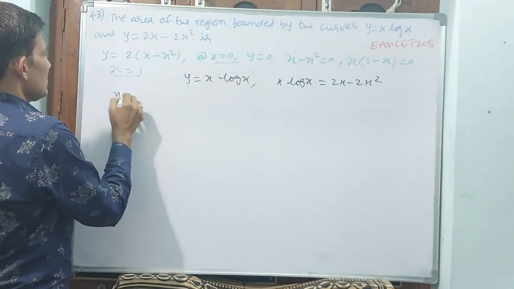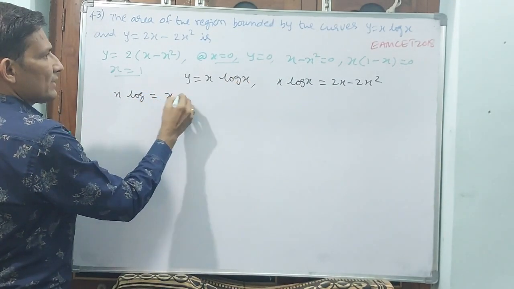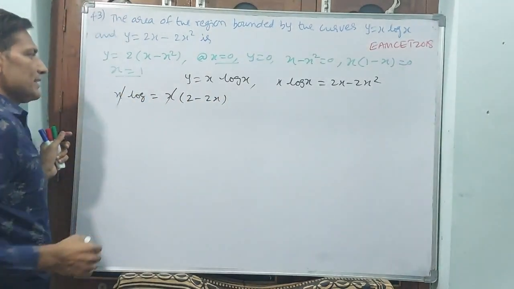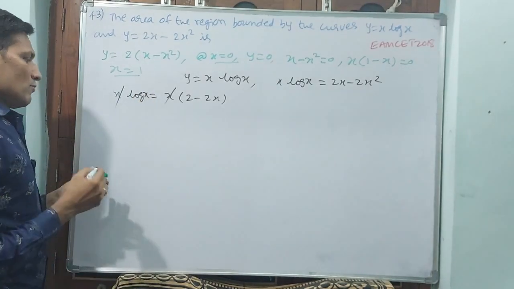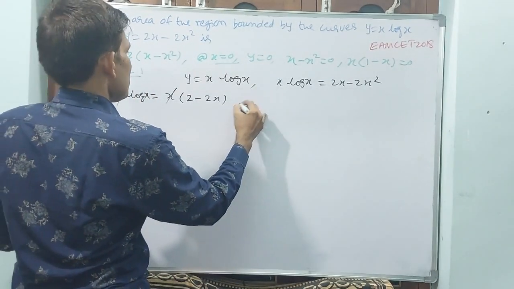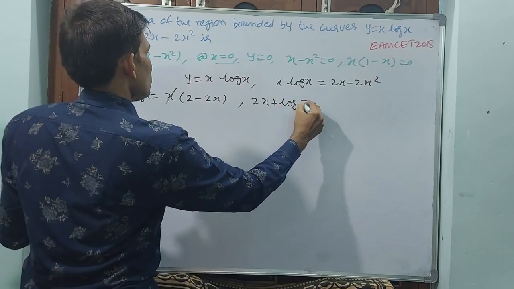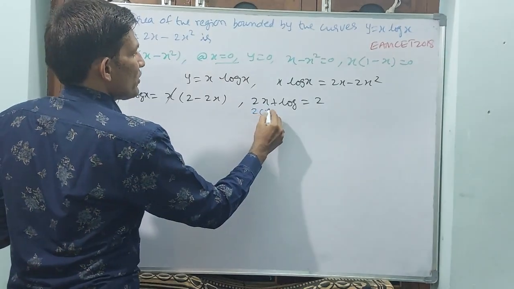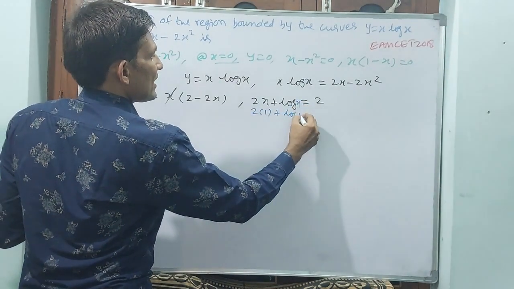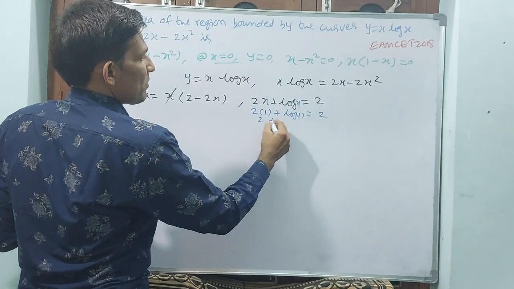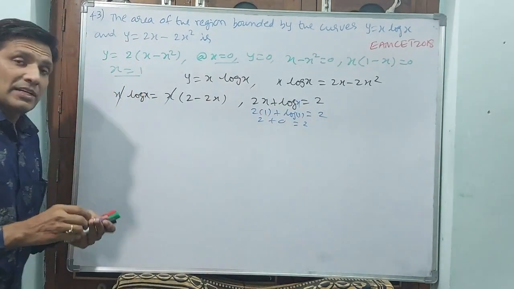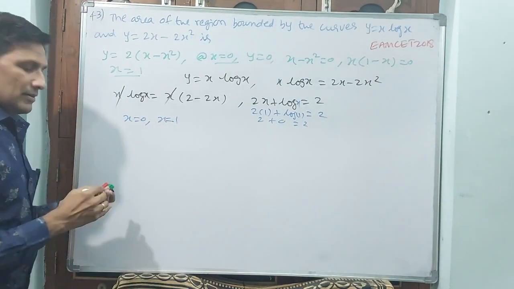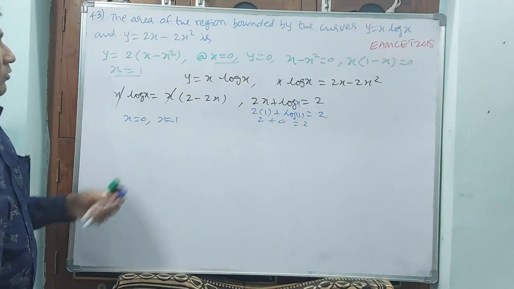Okay, now if you give 1 here, wait a minute. You take x log x is equal to x into (2 minus 2x). Cancel x. Then what is it going to become? 2x plus log x should become 2. Now you give x equal to 1. That means 2 into 1 plus log 1 is equal to 2 will come. Why? Because 2 plus 0 is equal to 2. LHS is equal to RHS. That means we can take x is equal to 0 and x is equal to 1. Okay, you understand?